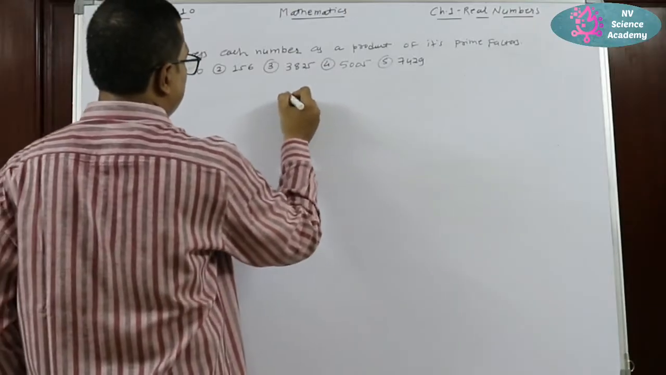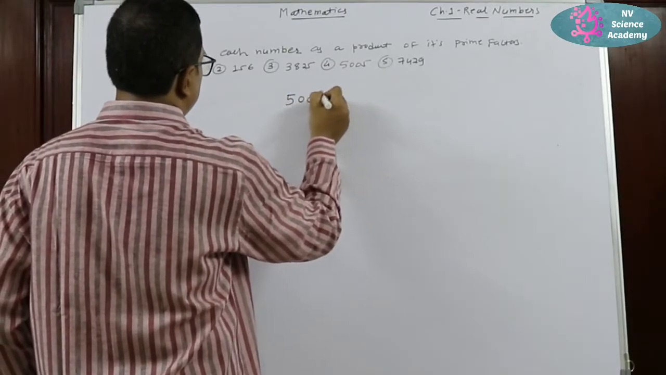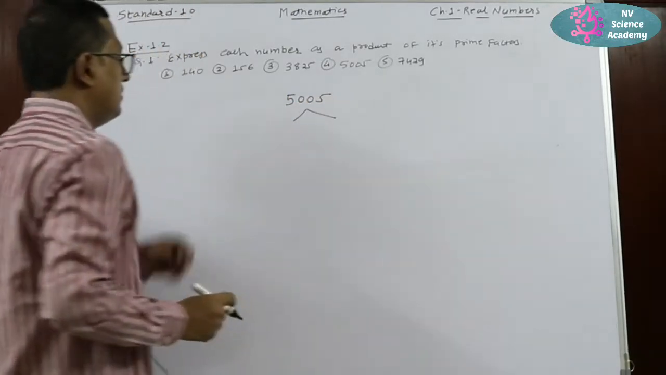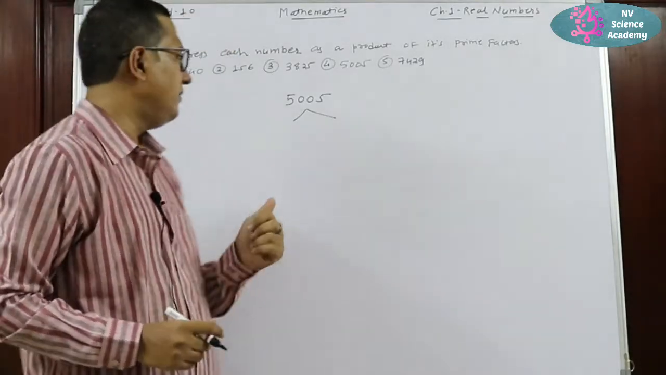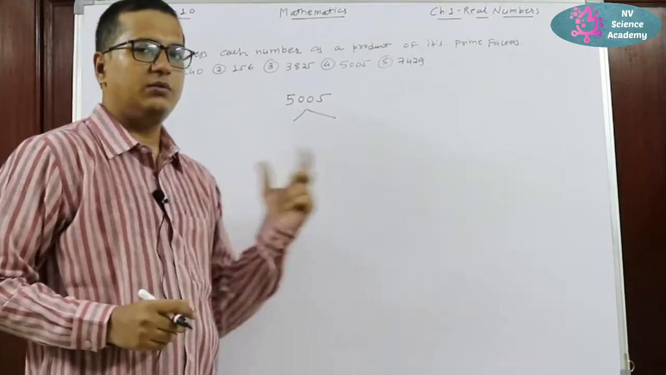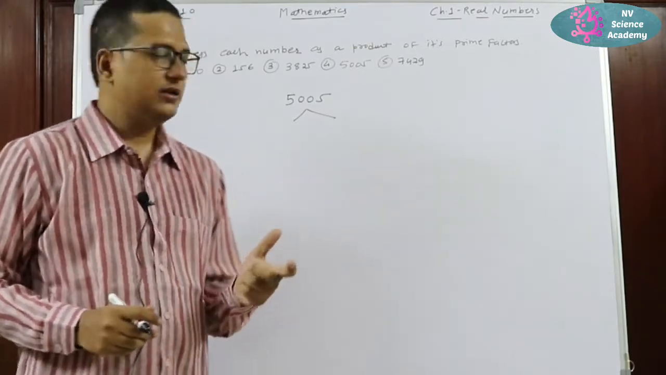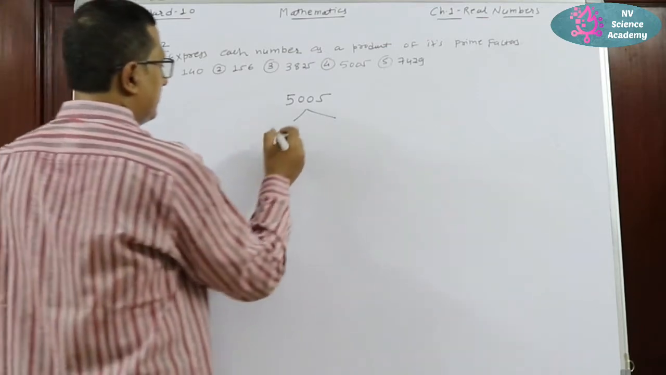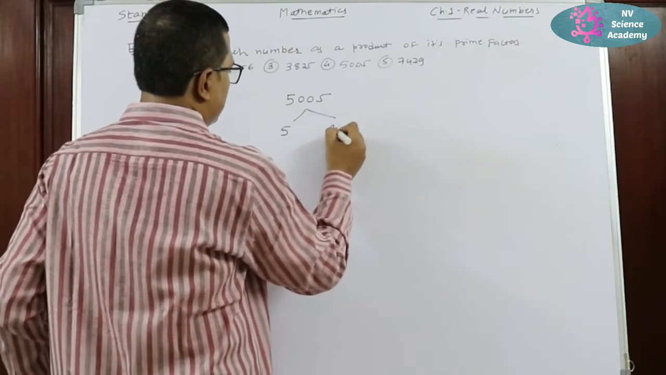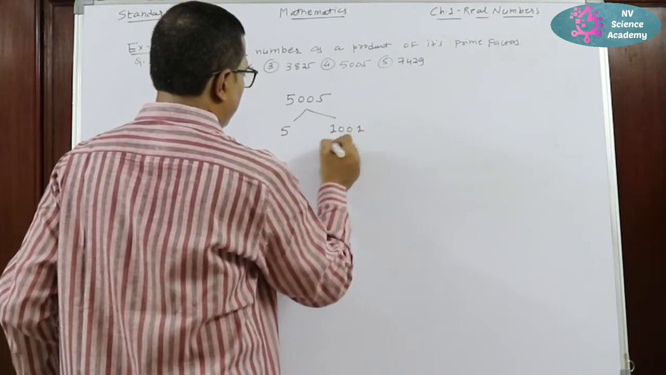The next is 5005. Here it is not an even number, so I cannot divide it by 2. The sum of the digits is not divisible by 3. So I am going to start with 5. So 5, the answer will be 1001.